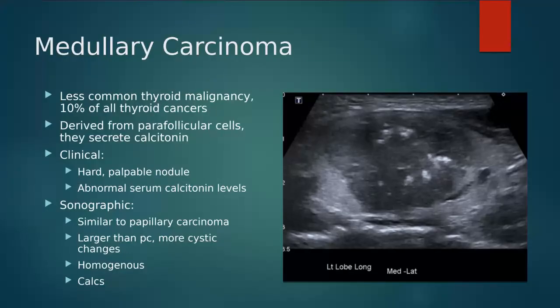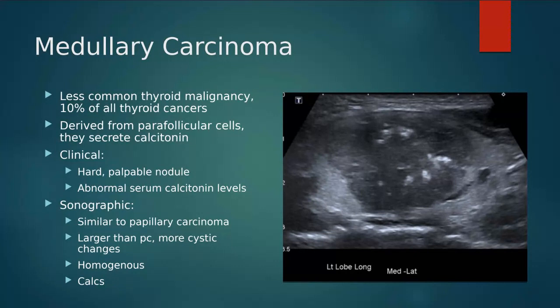Next, we have medullary carcinoma. So this is going to be the less common type of thyroid cancer, and it accounts for only 10% of all thyroid cancers. So we're not really seeing these too often. It's going to originate from the parafollicular cells, and they secrete that calcitonin. So we're going to be seeing these calcifications within these findings. Clinically, they are going to be hard and palpable, and that's because they're very calcium dense, these findings. So they're going to be very hard.